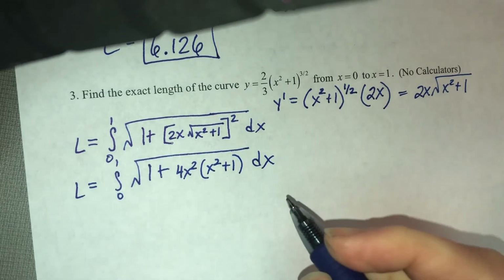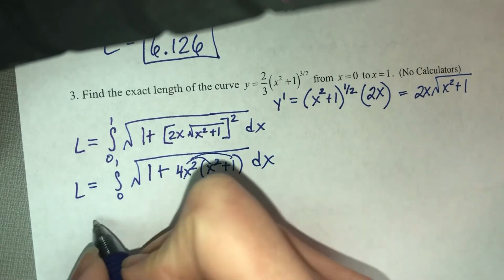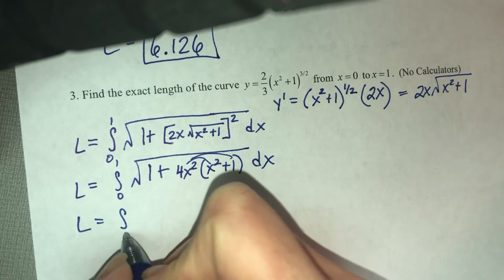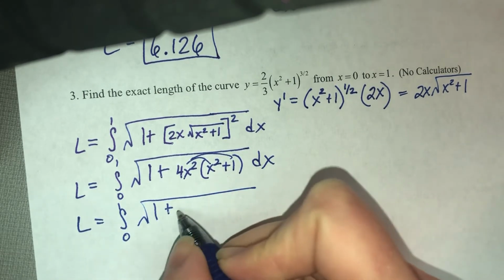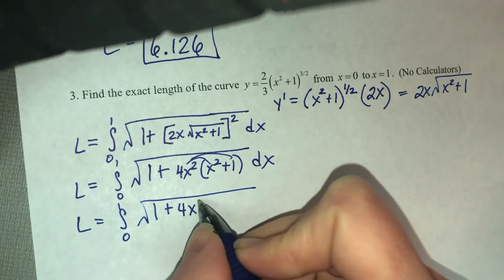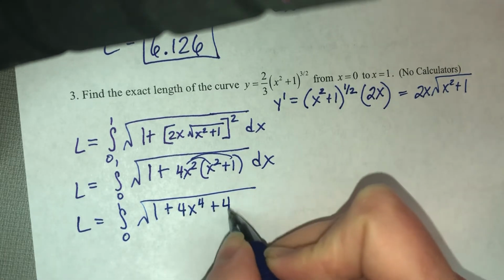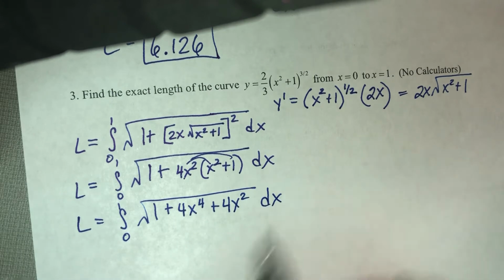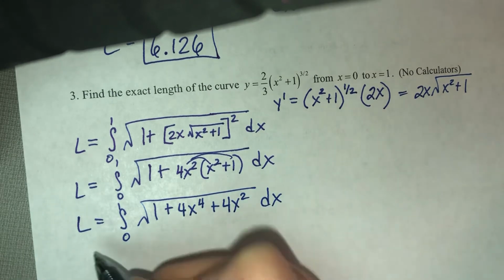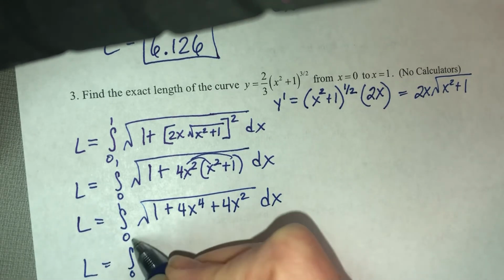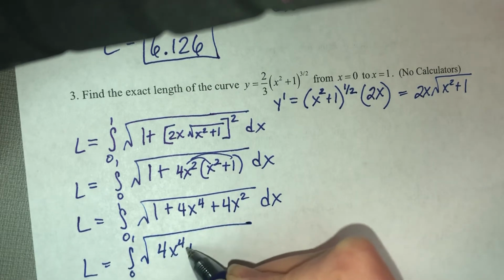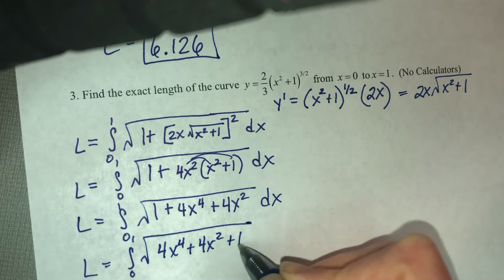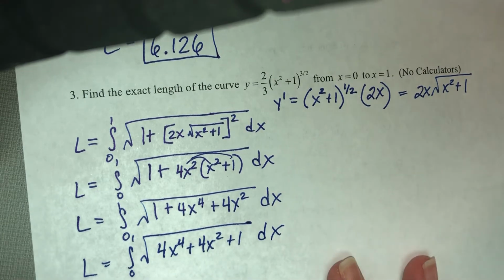And now I'm going to simplify under the radicand, which is under the radical. 4x to the 4th plus 4x squared dx. Now, I don't like the way those numbers are not in the right order. You know, I'm a math person. I want descending powers of x. Otherwise, it just looks wrong.